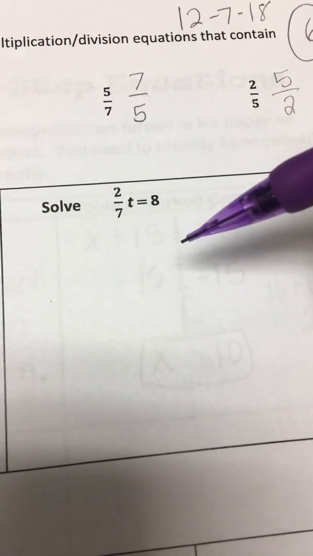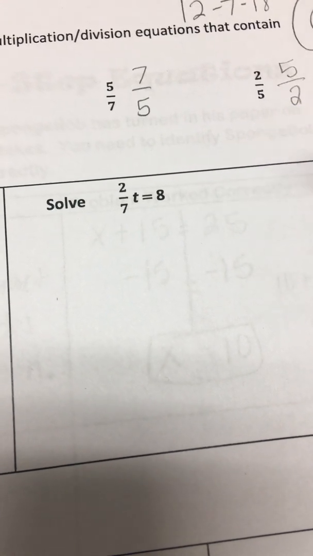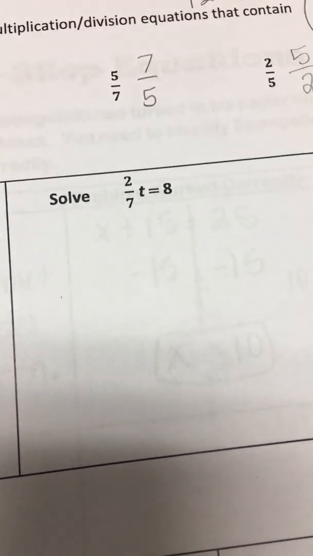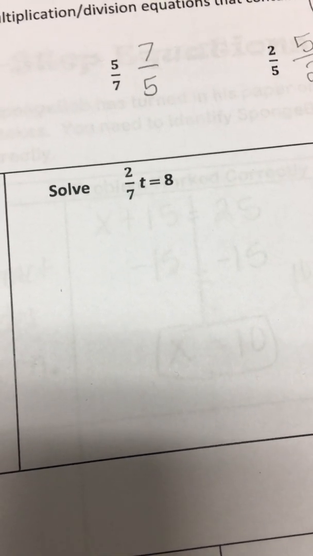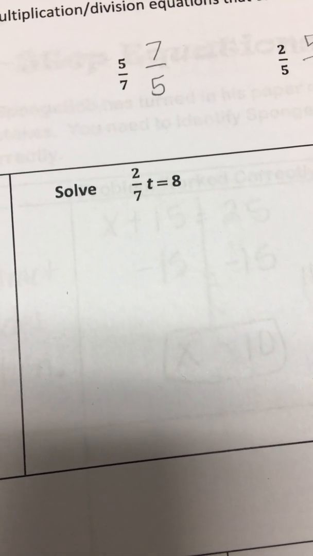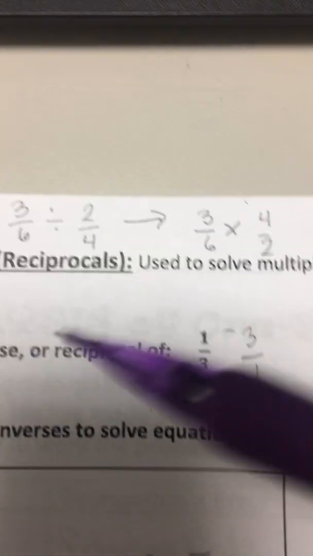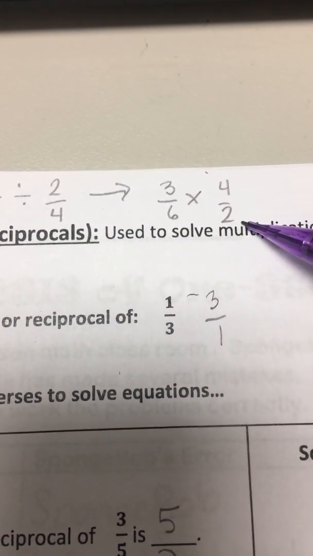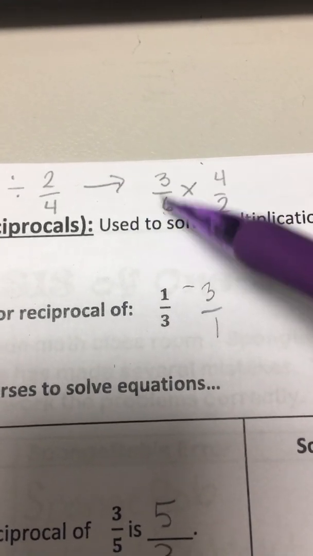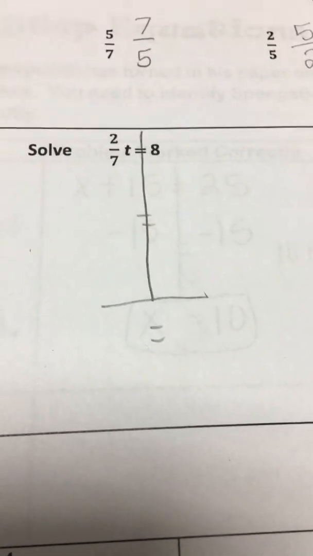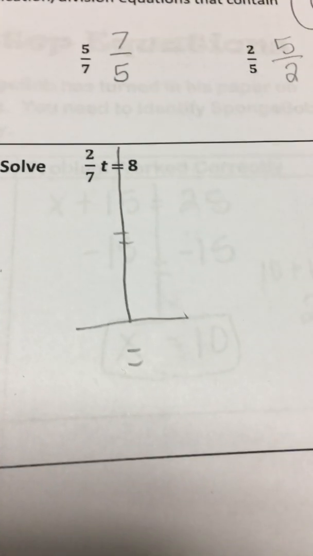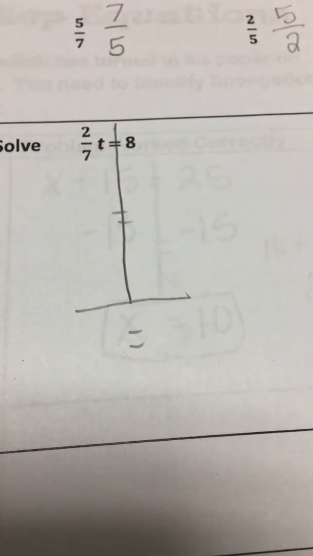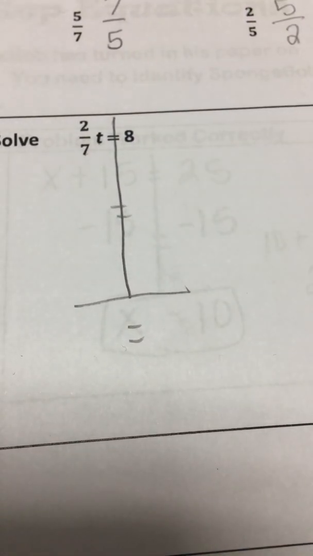If I have 2/7 times t equals 8, I still have a coefficient next to a variable, which means to multiply. But remember, when we divide by fractions, we actually multiply by the reciprocal, which is why I have this up here to remind you, multiply by the reciprocal. All right? So what I'm going to do, which I didn't have room over there, is draw my scale. Then I'm going to multiply by the reciprocal. Remember, I need t to be by itself, so I have to multiply by this reciprocal.